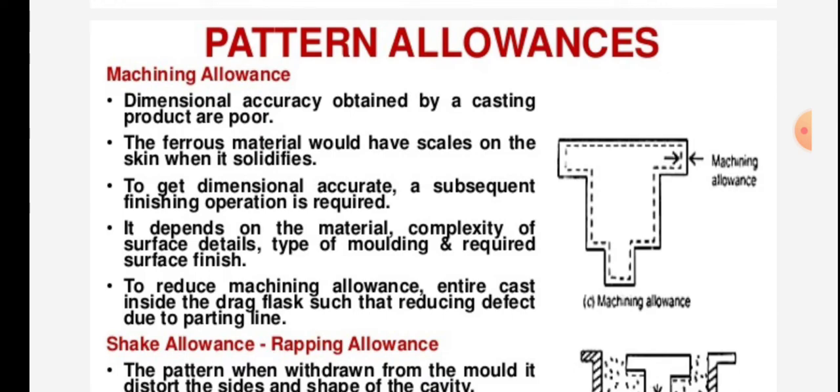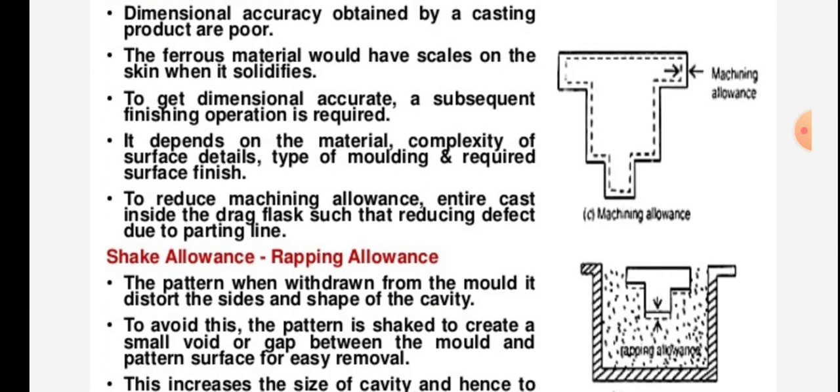Pattern allowances: machining allowances. The dimensional accuracy obtained by a casting product is poor. The ferrous material would have scales on the skin when it solidifies. To get dimensional accuracy, a subsequent finishing operation is required. It depends on the material, complexity of surface details, type of molding, and required surface finish. To reduce machining allowance, the entire cast is kept inside the drag flask, reducing defects due to the parting line.